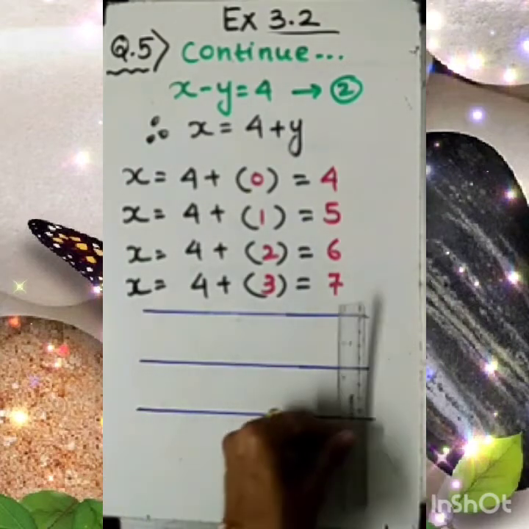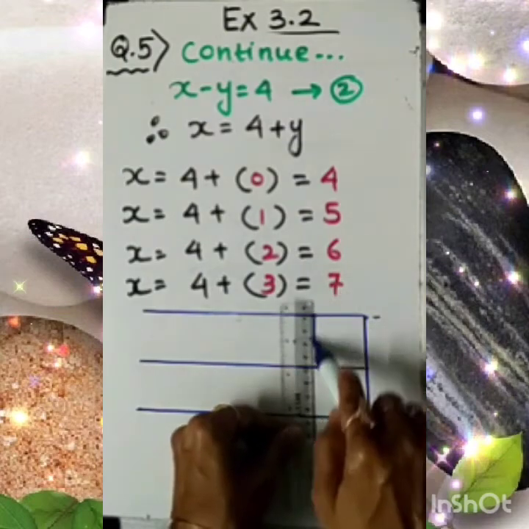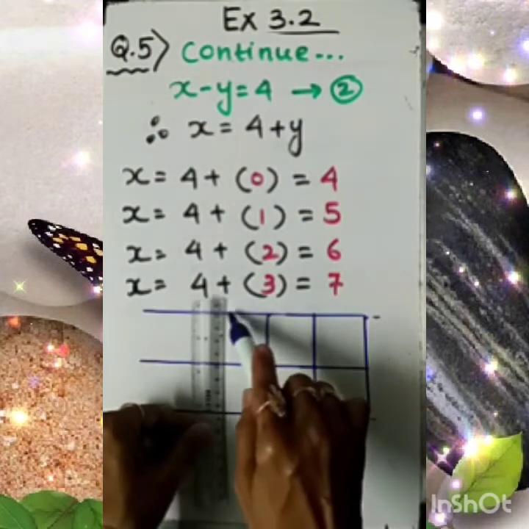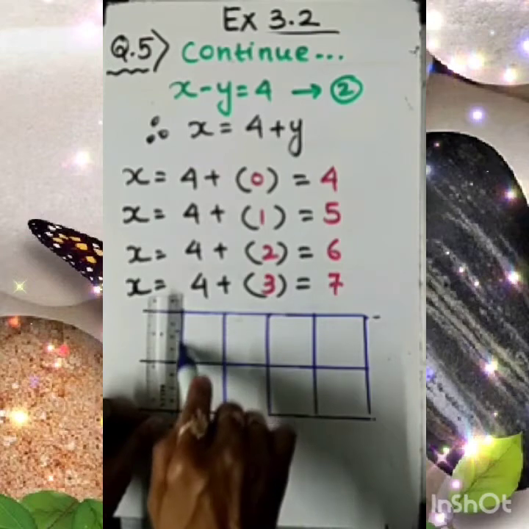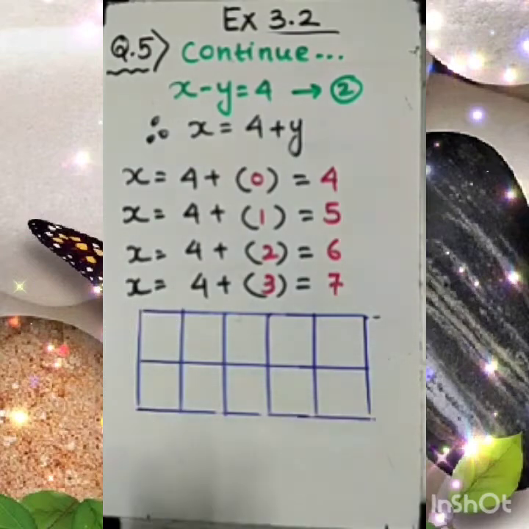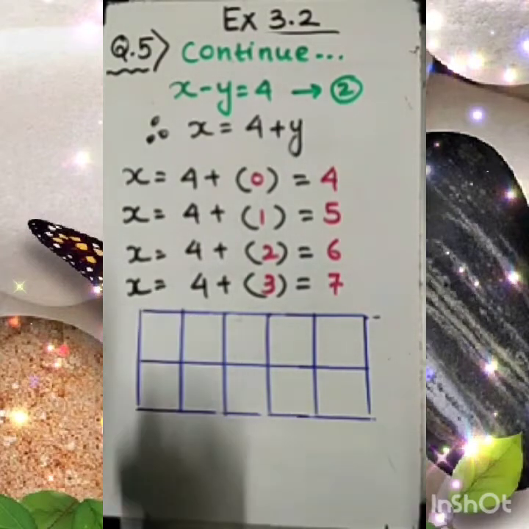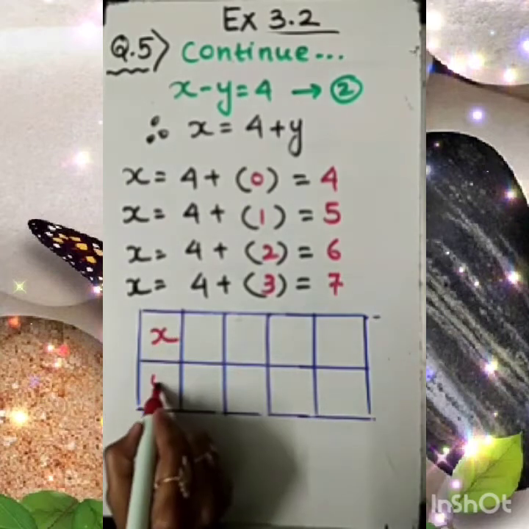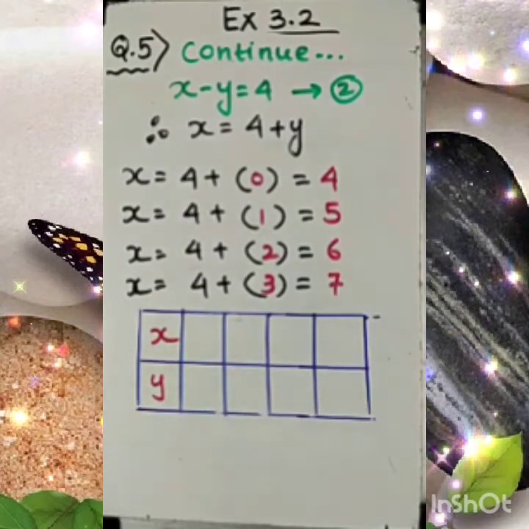And let's see how to go with that. This is first, second, third, this is fourth, and this is for x and y. Okay, these columns are required. Here I am writing x, here y. Now be careful while writing the values.